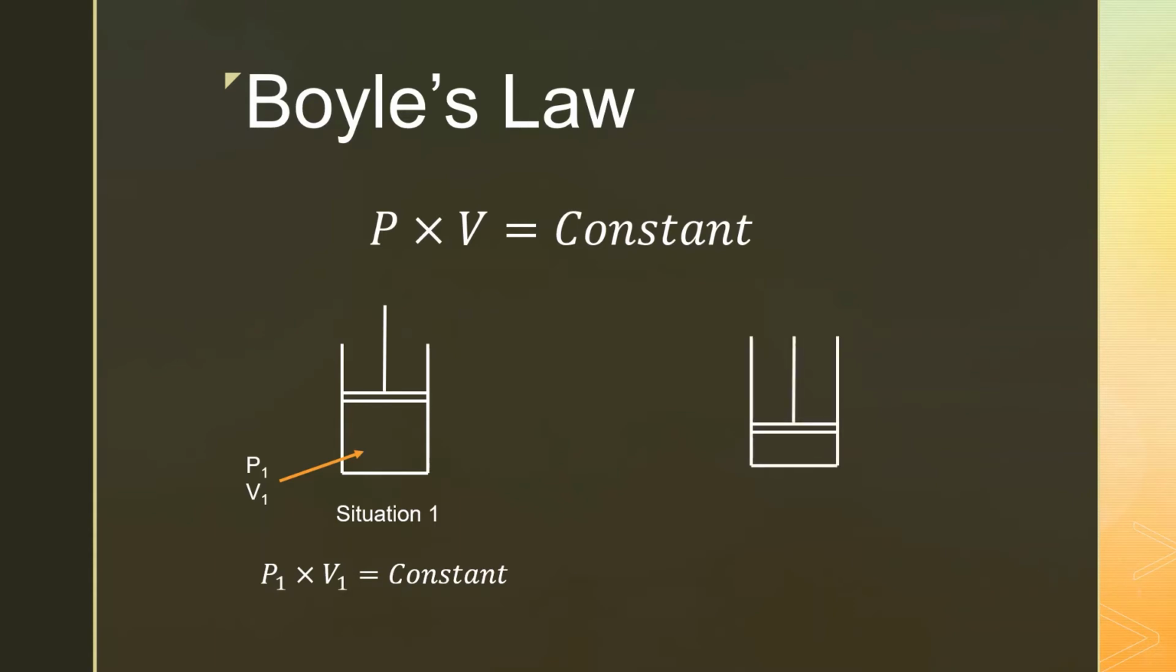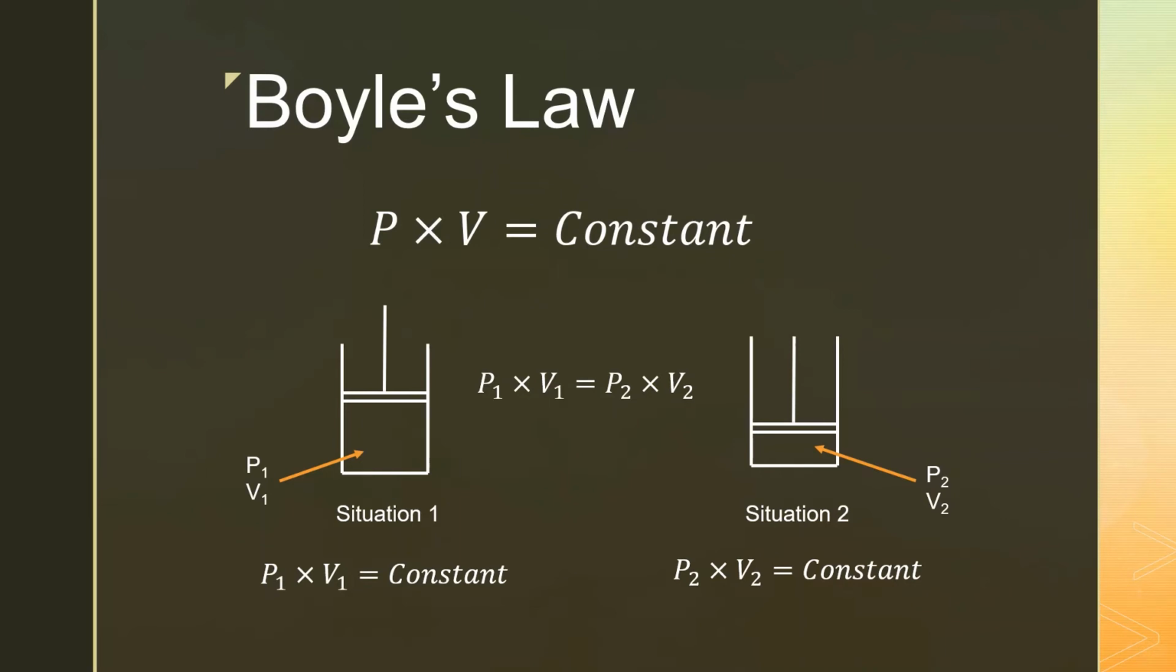Now let's have a look at that piston when it's been pushed down. The piston head has come down, and it's squeezed that gas a little bit. I'm going to call this situation 2. In situation 2, I've got a pressure of P2 and a volume of V2, and we know that P2 times V2 is also equal to a constant. Provided that the mass has not changed, so no gas has either entered or left that cylinder, and provided the temperature has stayed the same, we now know that P1 times V1 is equal to P2 times V2. If they're both equal to the same constant, they must be equal to each other.